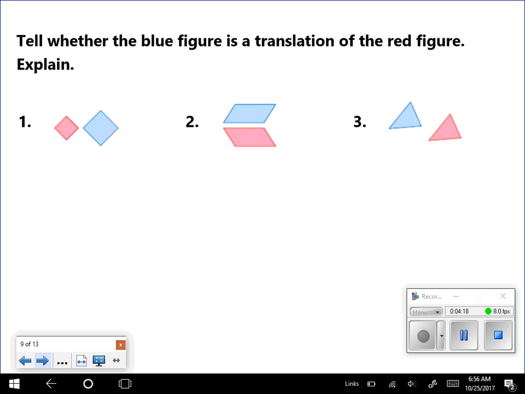So go ahead and try these. You can draw these ones. These are a little bit easier to draw. And try these. Say whether it's a translation or not and explain. So we'll be checking for this on your notes.